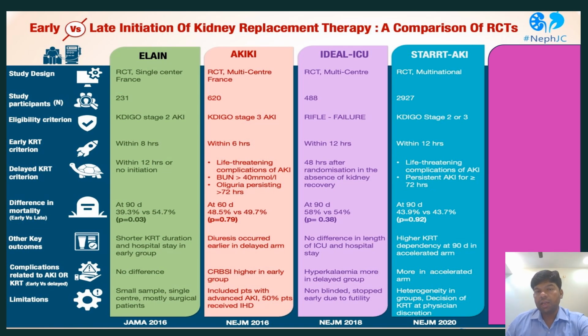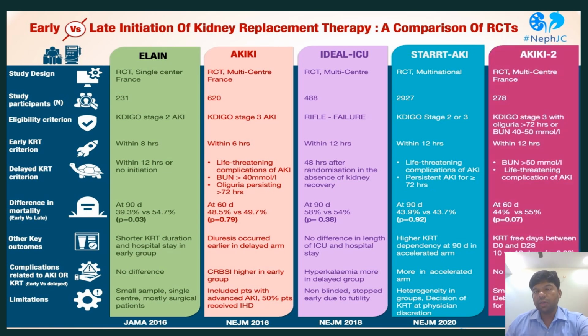Later on, two trials were published, the IDEAL-ICU and STARRT-AKI trials, and both have shown that there is no mortality benefit at 90 days if we go for early initiation of RRT. By that time, it was very clear: don't go for early initiation of RRT, but wait for some time. How long do we have to wait? This question was addressed in the AKIKI 2 trial.